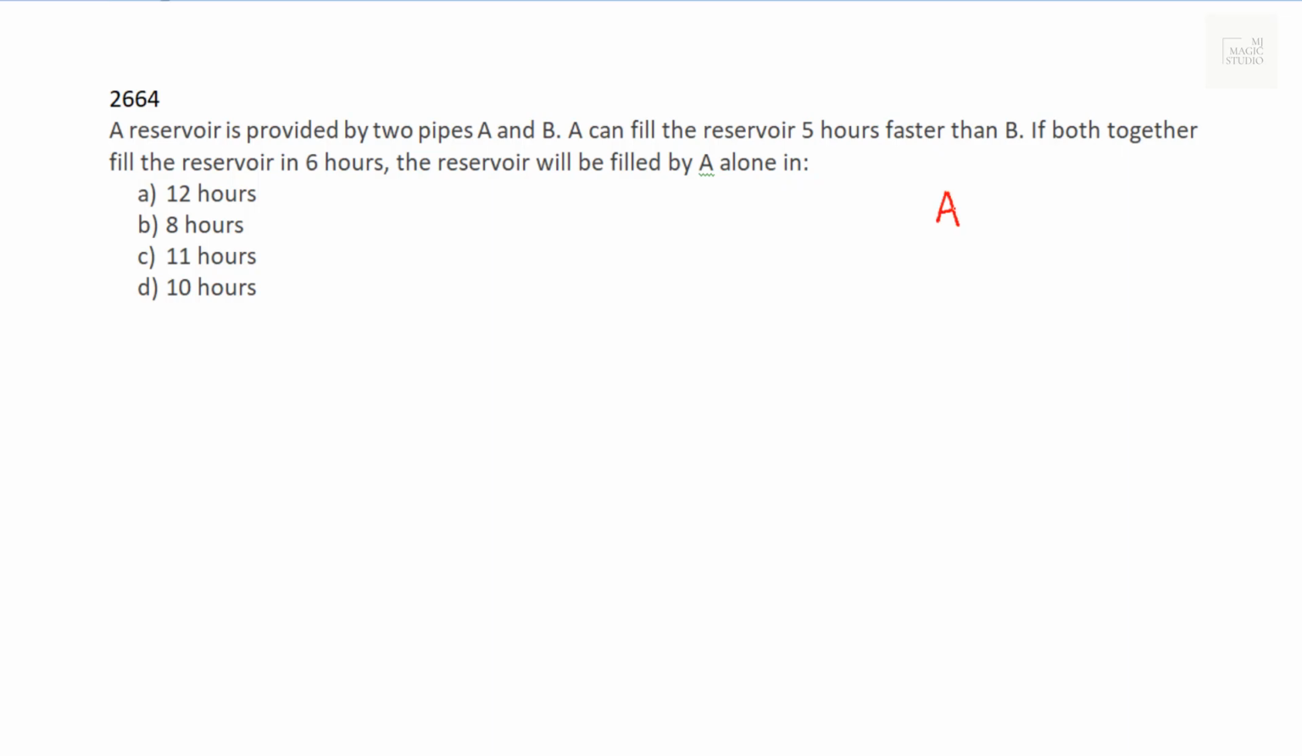We know that if the time taken by A working alone is A hours, and the time taken by B working alone is B hours, and if both are working together on this particular tank, then the time taken by them to fill up the tank would be given by product by sum. An easy way out to solve these kinds of questions. Here we have two pipes A and B. Suppose B is taking X hours, then A will take 5 hours less. A can fill it 5 hours faster. That means A will take X minus 5 hours to fill up this tank.